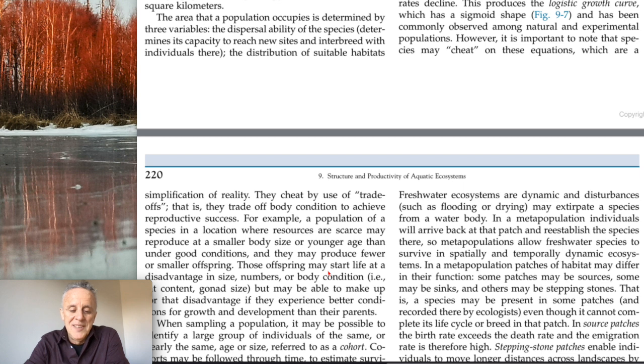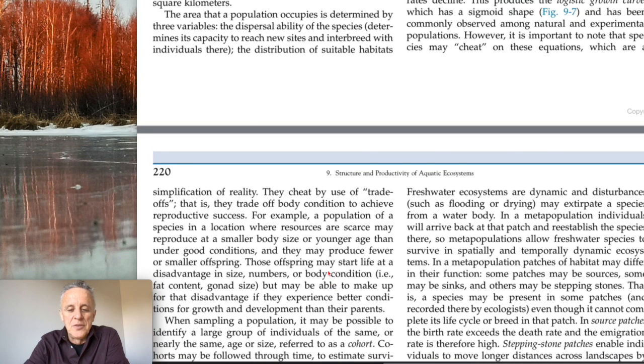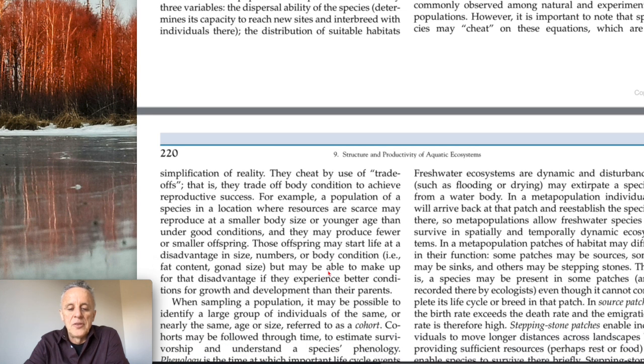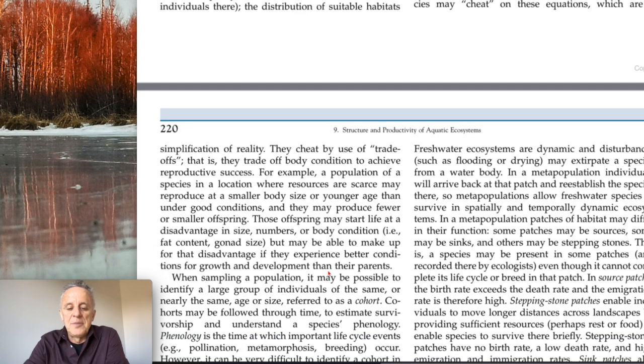They cheat by use of trade-off. That is, they trade off body condition to achieve reproductive success. For example, a population of a species in a location where resources are scarce may reproduce at a smaller body size or younger age than under good conditions, and they may produce fewer or smaller offsprings. Those offsprings may start life at a disadvantage in size, numbers, or body conditions, but may be able to make up for that disadvantage if they experience better conditions for growth and development than their parents.